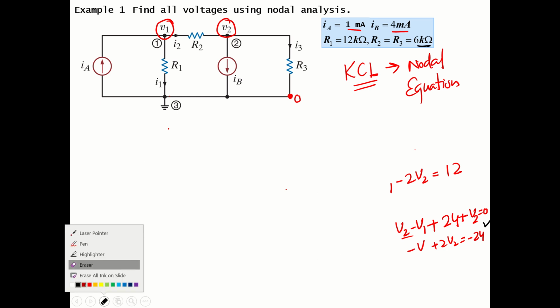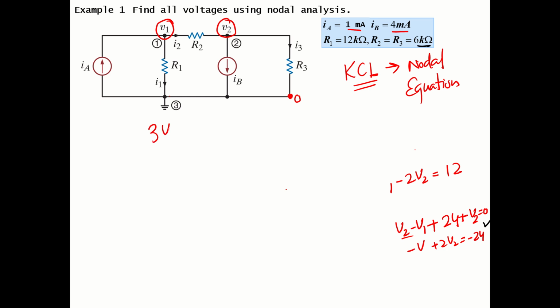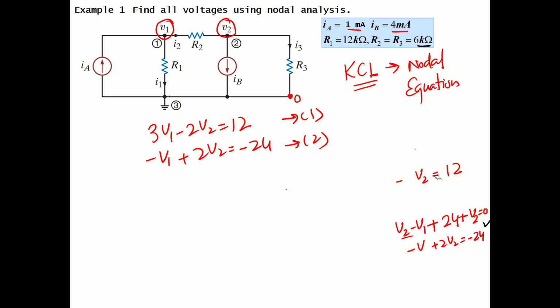So I have 3v1 minus 2 times v2 is equal to 12. Okay, this is my first nodal equation, and the second one is minus v1 plus 2v2 is equal to minus 24. Okay, so this is basically equation 1, and this is my equation 2. Now let's see how we can basically simplify these two equations. We can solve these two equations to get the value of v1 and v2.